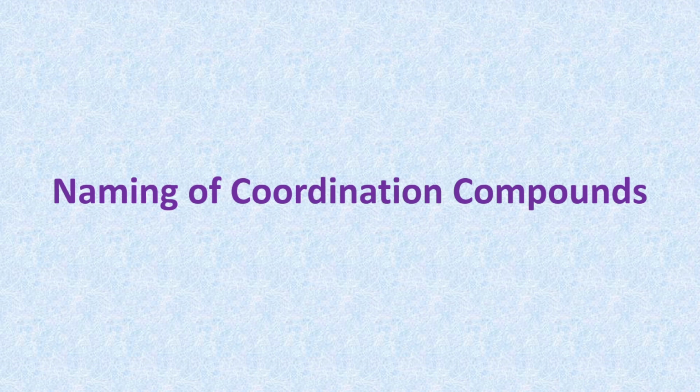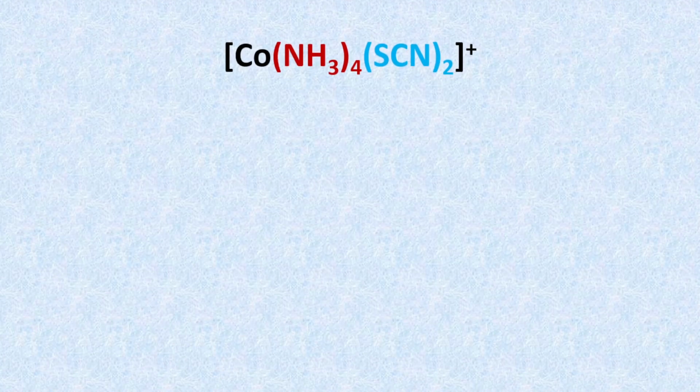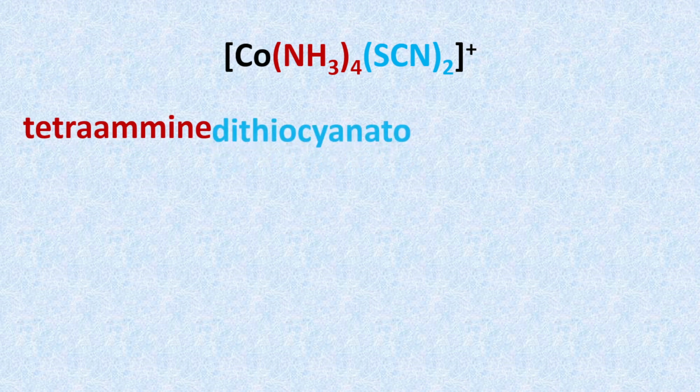Naming of the coordination compounds. Consider the following example of cobalt. Here we have two ligands, amine and thiocyanate. Alphabetically, amine will come first, so tetraamine due to four amine ligands. Then dithiocyanate ligand.